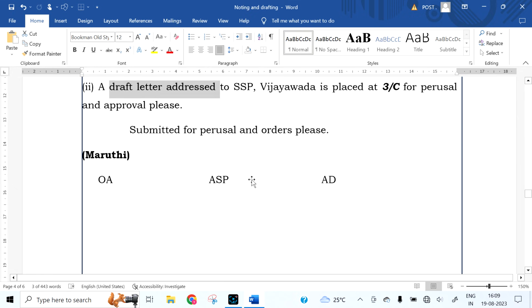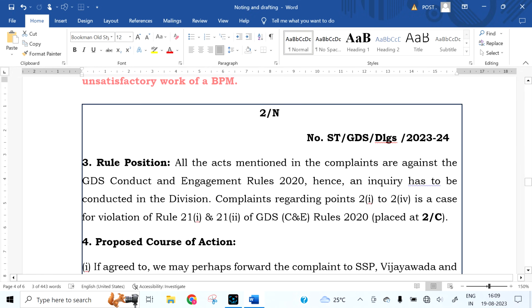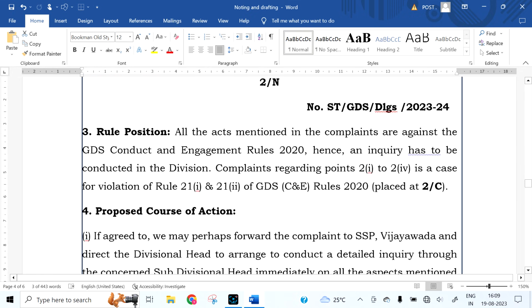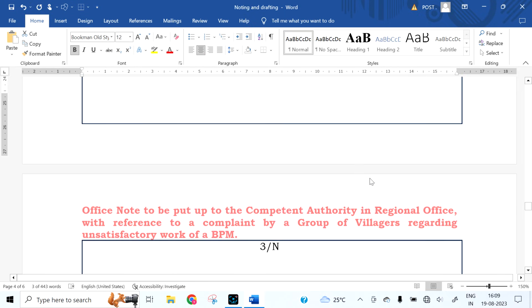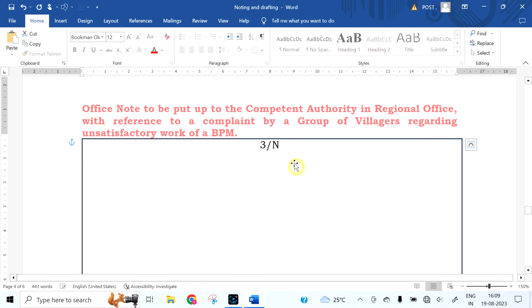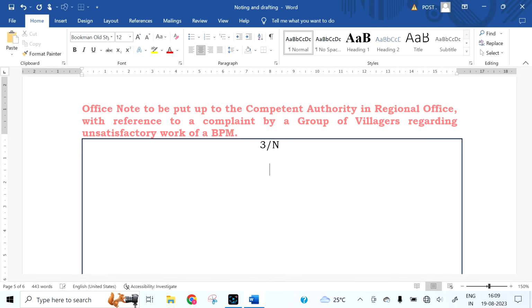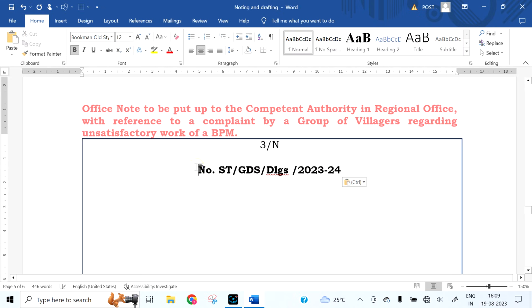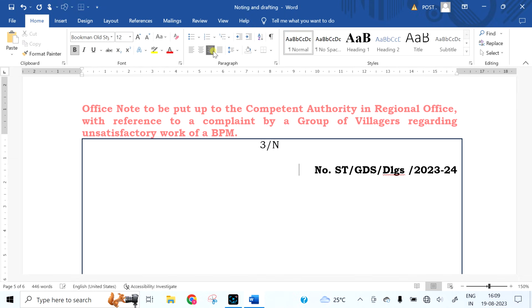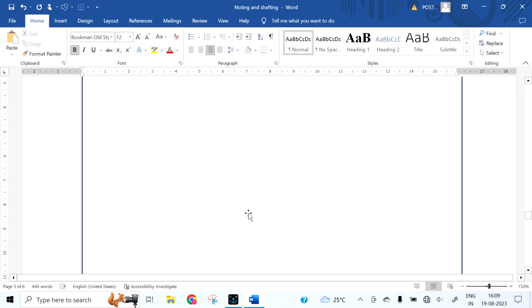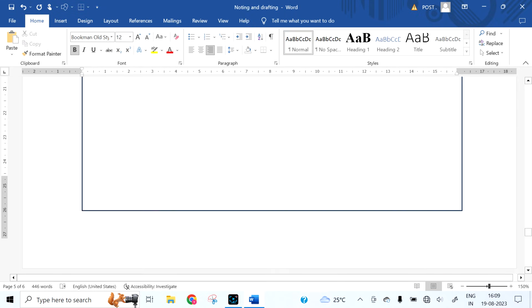And in office cases, after 3N, 2N, there should again be a blank sheet put in, so that the officer can write, if he wants to write anything, thereafter. So a blank sheet should always be put in place in the note sheet.